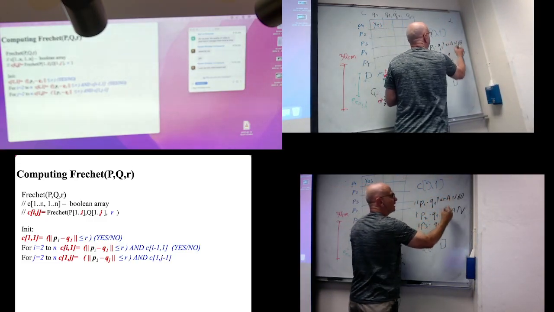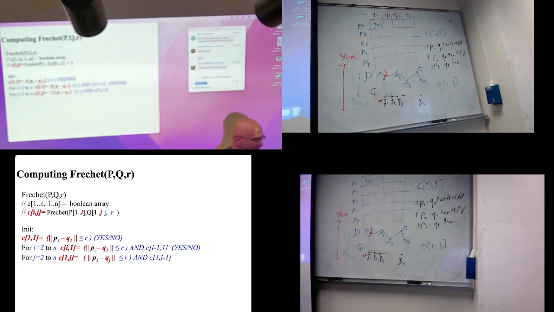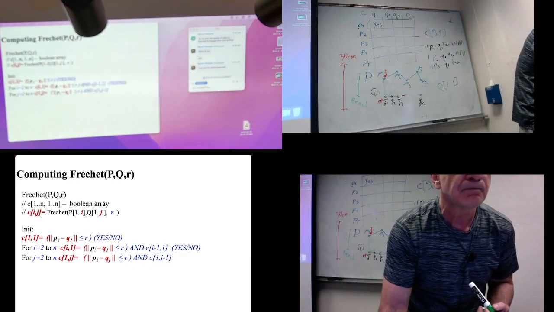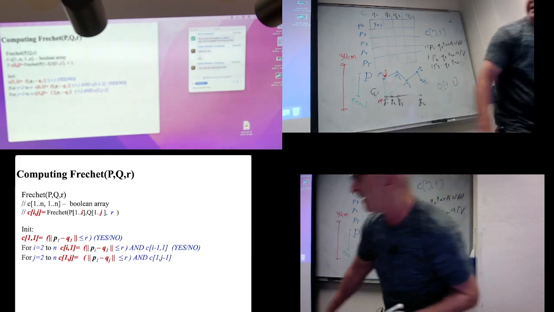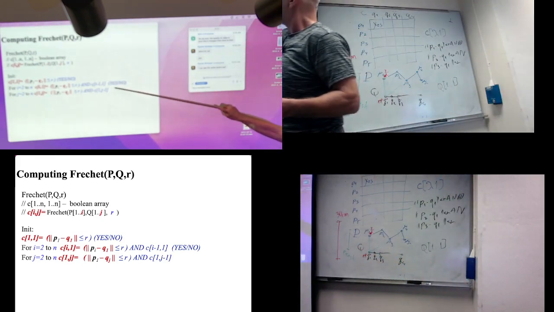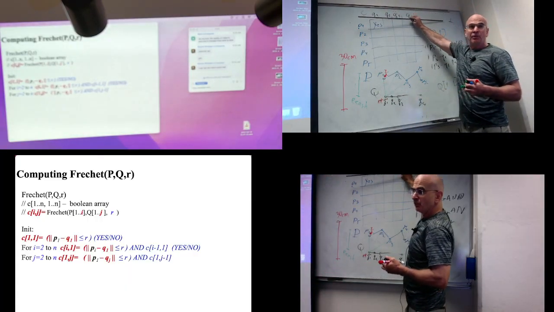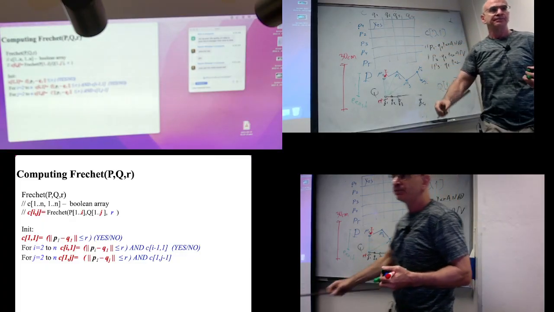This is smaller than R, this is smaller than R, and this is smaller than R. All three are true. This is just a compact way to write it down. So that takes care of the initialization. And the next line is just the same. This line is just the same. Takes care of filling up the first row.